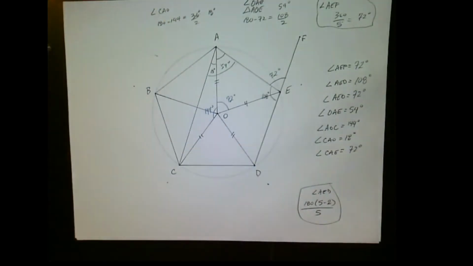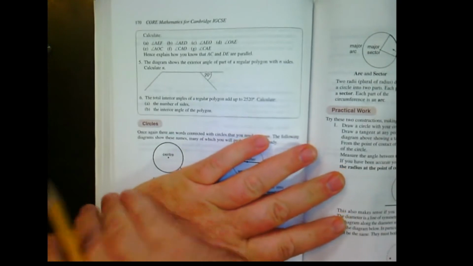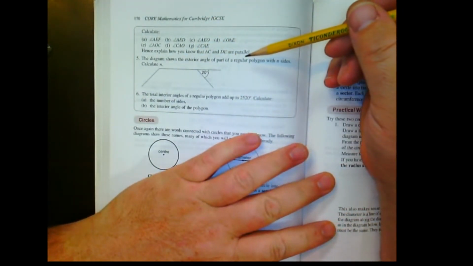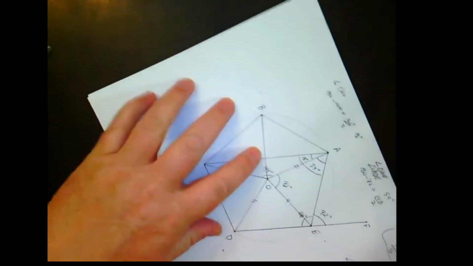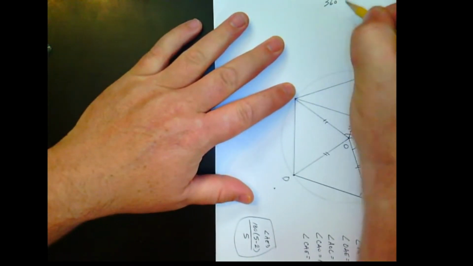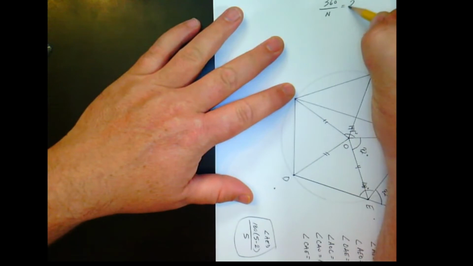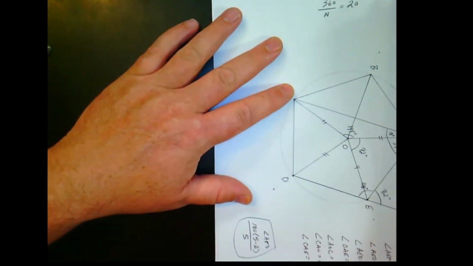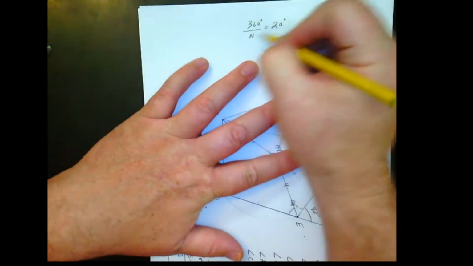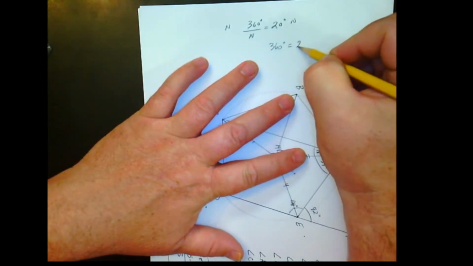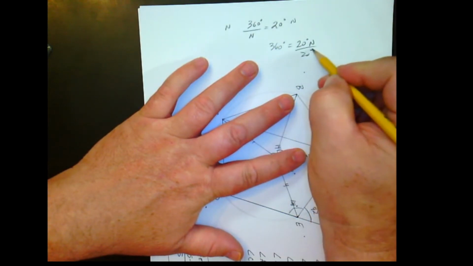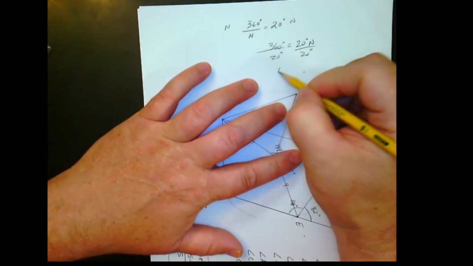Nice. All right, now, next up, number five says the diagram shows the exterior angle of a regular, that's key, regular polygon with n sides, and it's 20 degrees. So we have to figure out how many sides it has. Well, all of the exterior angles add up to 360. So if it's 20 degrees, we have to solve that. So what you're going to do in this kind of situation, you can multiply both sides by n. I would probably not even write this step out if I was just doing it myself. Divide both sides by 20. So 18 sides.